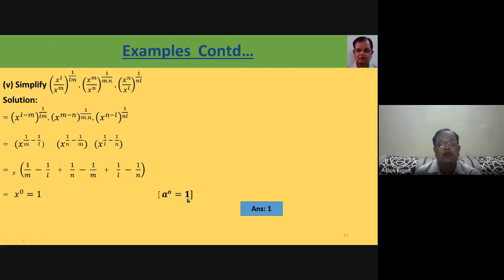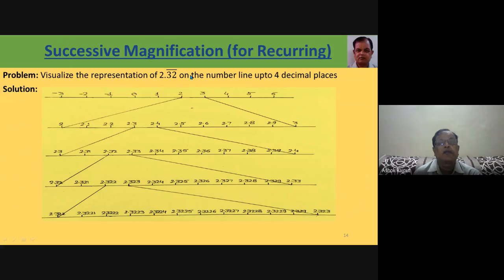Now we will go to the next topic, successive magnification for recurring decimals. It is written here with a bar, so it is a recurring number. And how do we show it on number lines? We can write this problem this way also: visualize the representation of 2.32 bar on the number line up to 4 decimal places. How many places? 4 decimal places. So first we see what its value is. Its value is greater than 2 but smaller than 3 because it is 2.32.